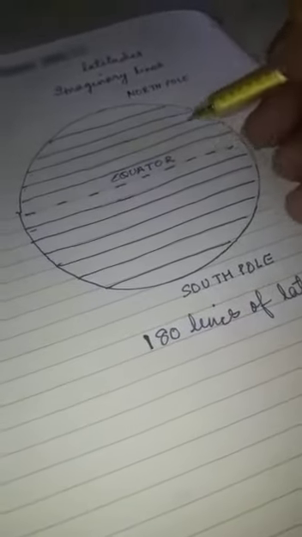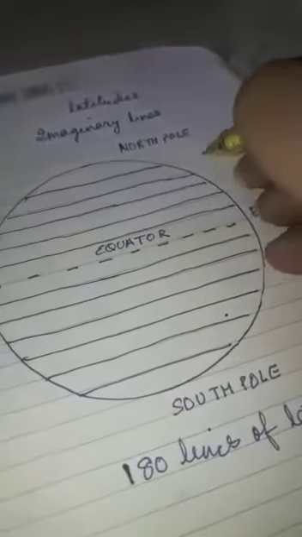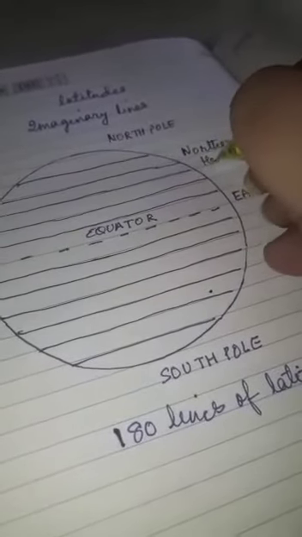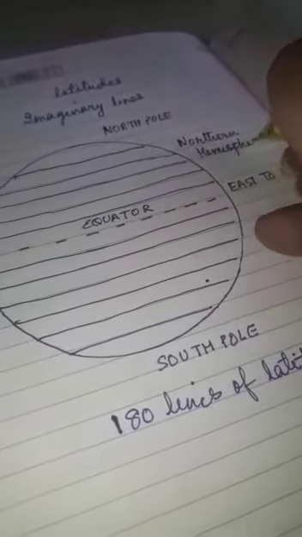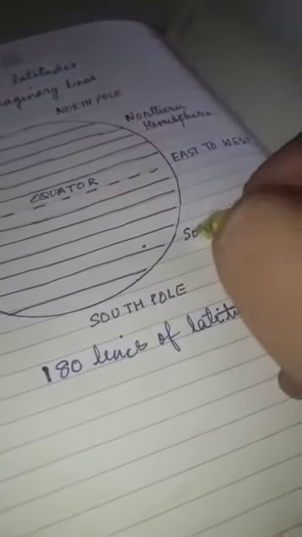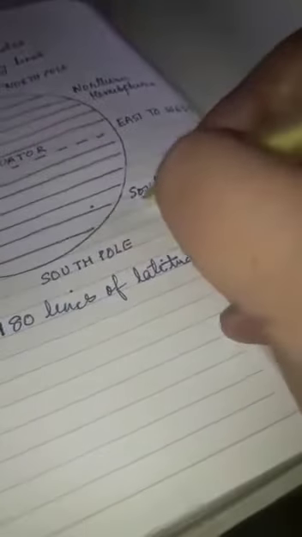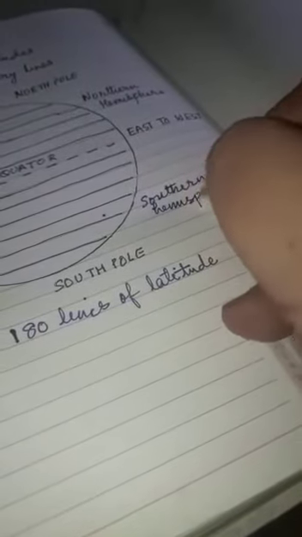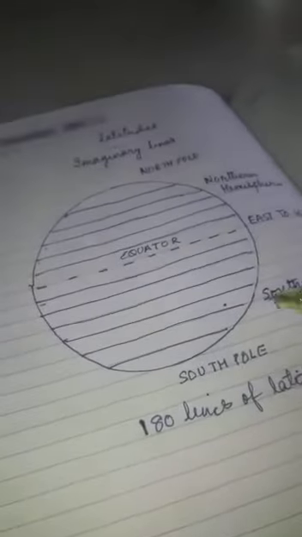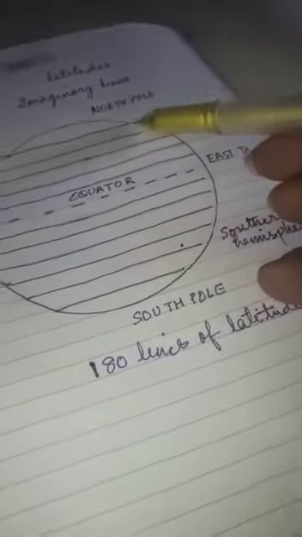Now these two parts which are divided by the equator, the first one is known as the northern hemisphere, that is in the north, and this one is known as the southern hemisphere. Okay, so now this makes it easier for you to understand that the lines of latitude run parallel to each other, point number one.